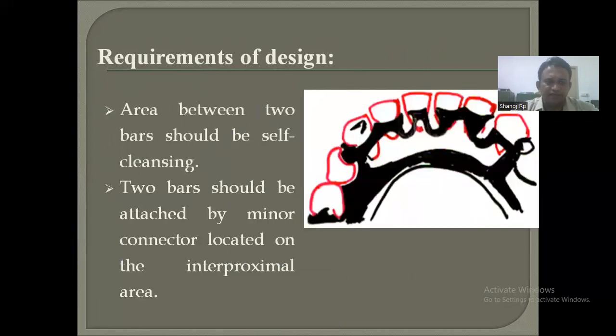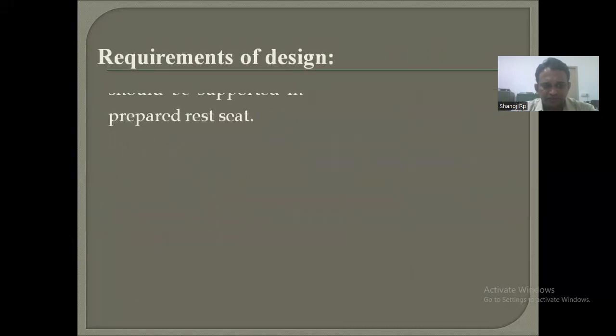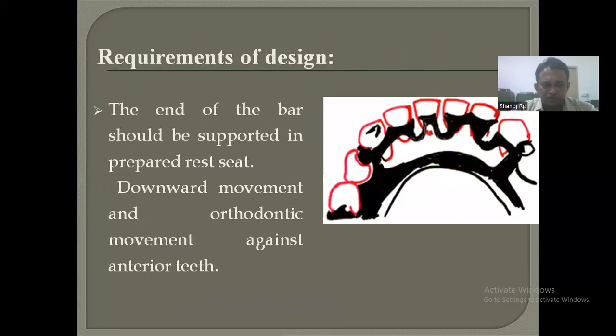Requirements of design: the area between the two bars should be self-cleansing. The two bars should be attached by a minor connector located in the interproximal area. The end of the bar should be supported in a prepared rest seat, to resist downward movement and orthodontic movement of the anterior teeth.